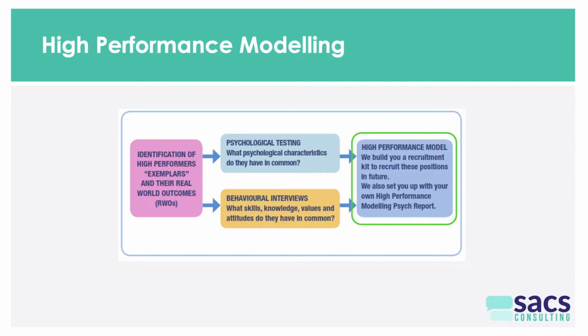depending on how many exemplars can be found. So what you get out of this is a definition of the role in an outcome-based job definition format. You get the competency, the skills, the experience, the attitudes and values that are necessary to do the job well in the eyes of the people who are doing the job. But as well as that, you get a psych profile, and you can build this into a recruitment kit. And that, frankly, is about as accurate as recruitment can get. That is the Rolls-Royce of recruitment.